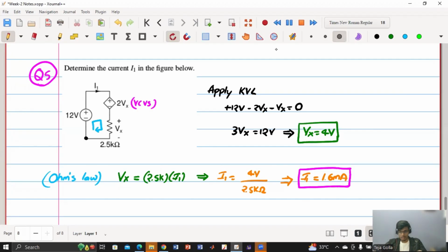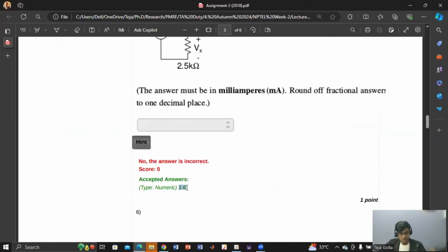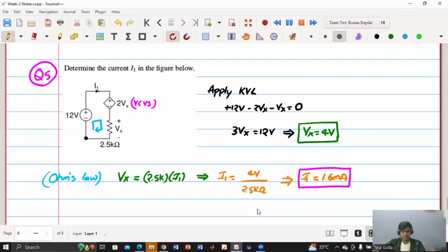1.6 milli. Yes. So let us go and check whether our calculations and our answer is correct or wrong. So let us go back. So it is 1.6 milliampere. So let me just summarize how we have solved. First, we have realized that it is a voltage controlled voltage source. Then we have applied KVL. So plus 12 minus 2Vx minus Vx equals 0. So 3Vx is 12 volt, which means Vx equals 4 volt.